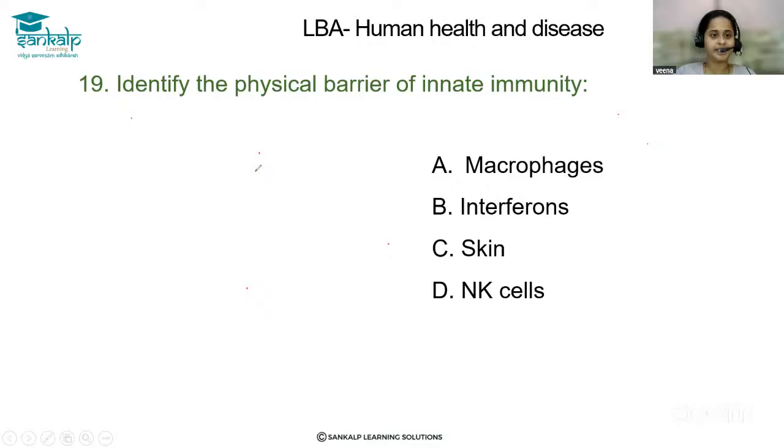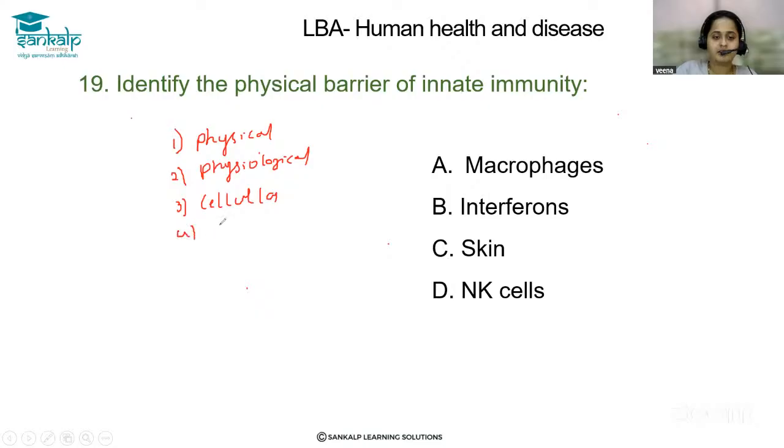Let's solve question 19. Identify the physical barrier of innate immunity. So dear student, the physical barrier we have already discussed. Innate immunity is accomplished through four barriers: physical, physiological, cellular, and the cytokines.